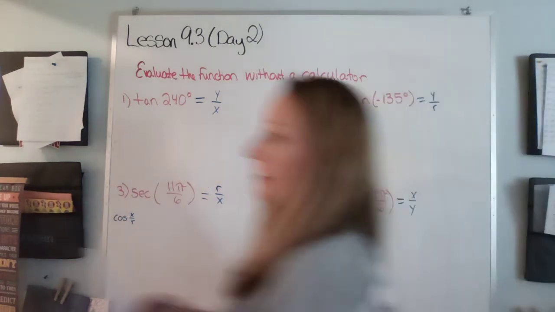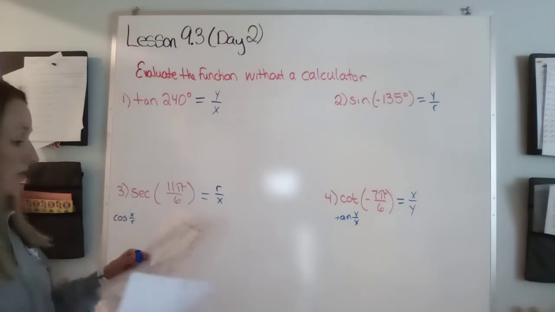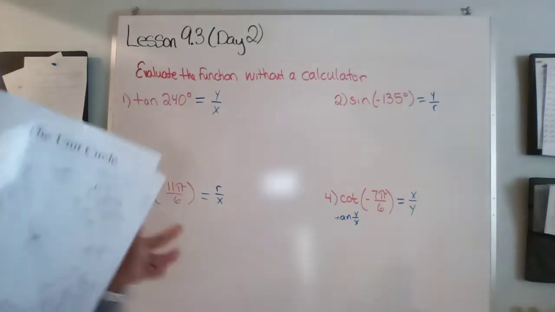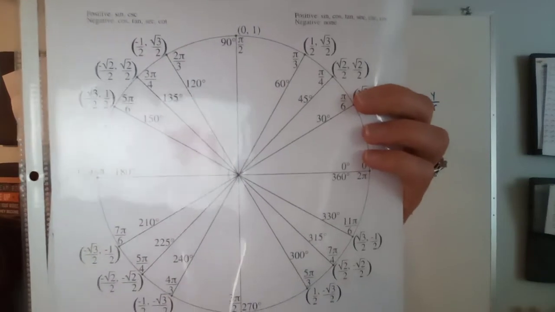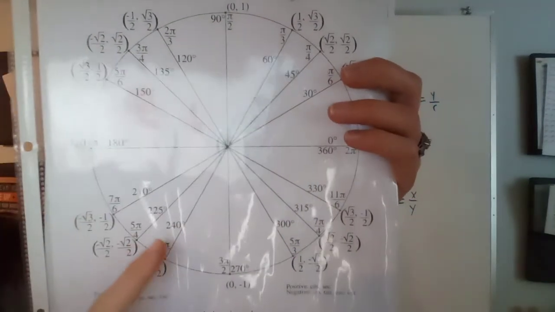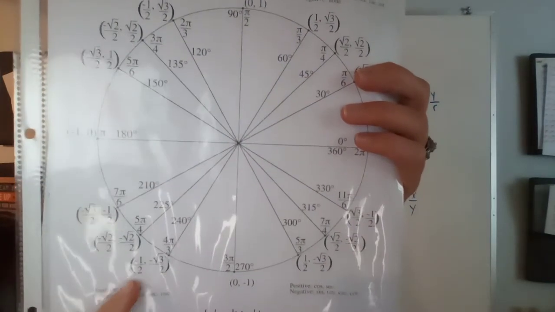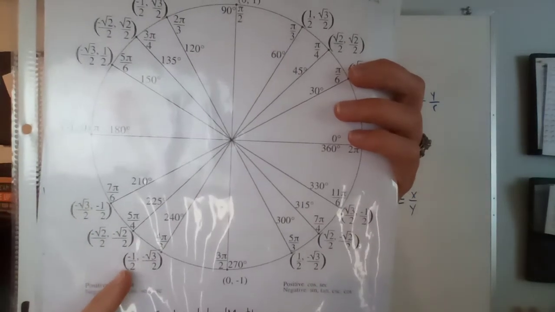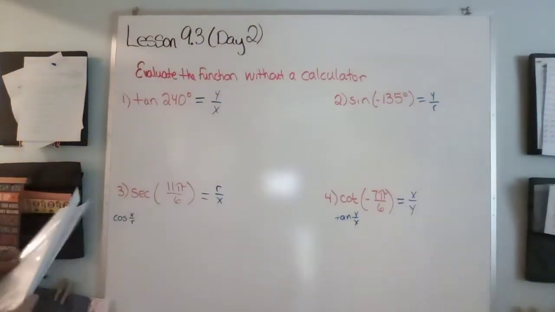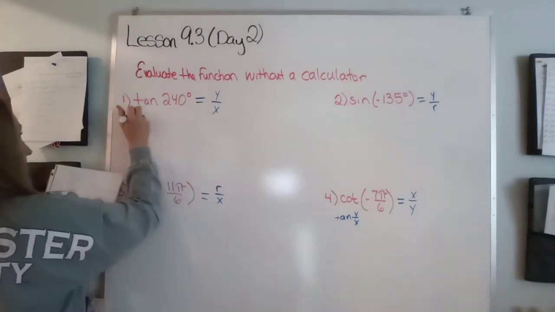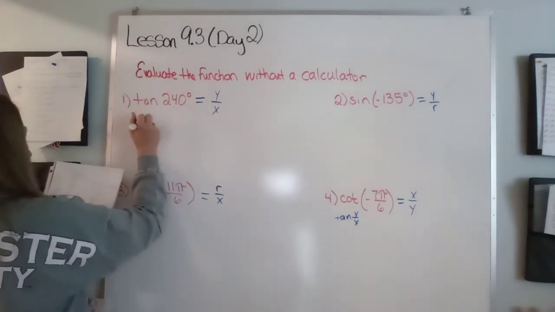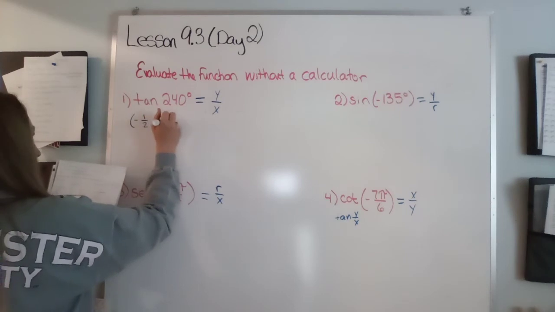The next thing you're going to do, if you didn't already have it memorized, is look at your unit circle, since you will obviously have the use of that for all of the assessments. You're going to look for 240 degrees and grab the x and y values. So for 240, we're looking at negative 1/2 and negative root 3 over 2.